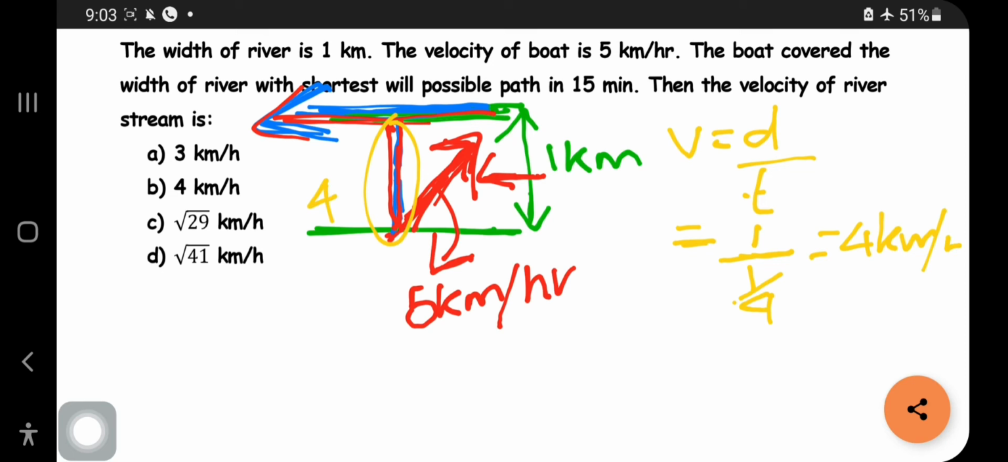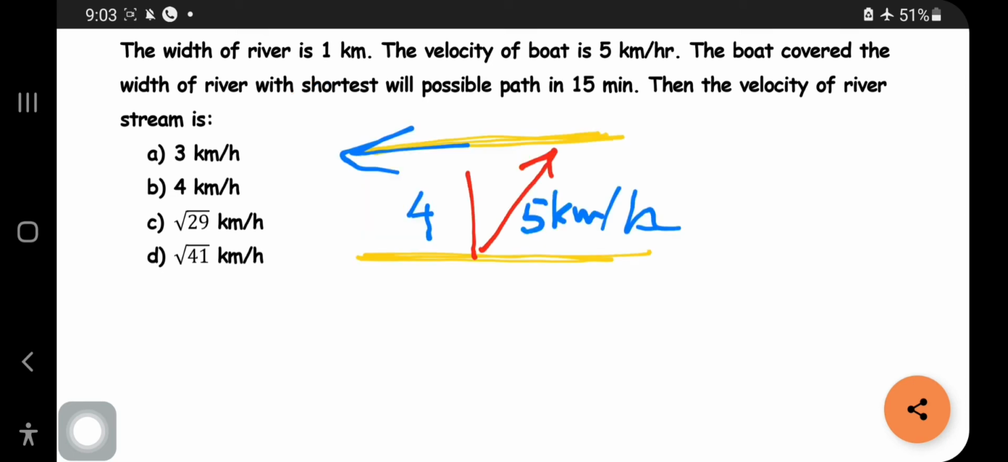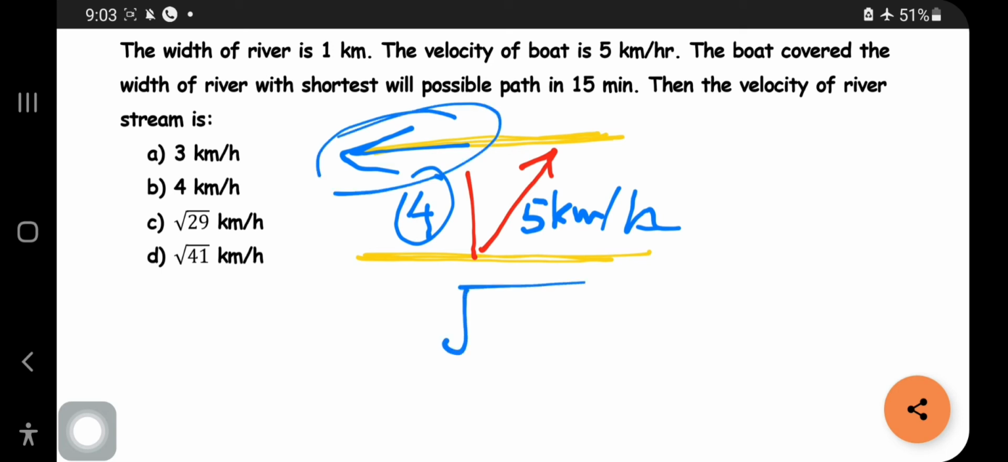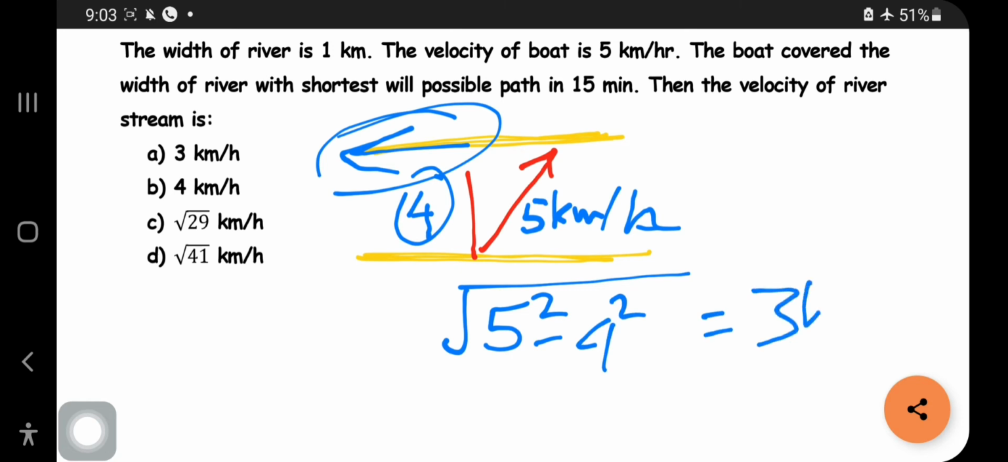Then, so this is 4. Then what will be this one? It will be 5 square minus 4 square. That is 3 km per hour. This is the question. This will be important for you. So do remember how to solve these questions. Let us move on to the next question.